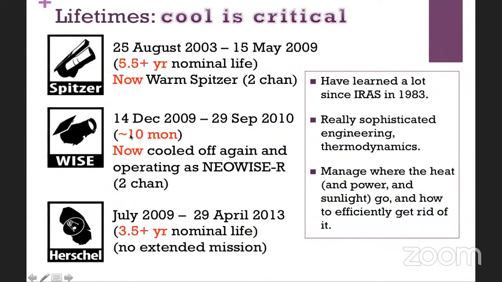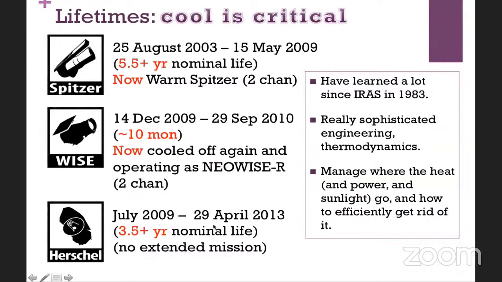So as I've mentioned several times, keeping your spacecraft cool for doing infrared astronomy is absolutely critical to the mission. So Spitzer was launched in 2003 and had nominally a 5.5 year life. We went even longer, now for warm Spitzer with just the shortest two channels. WISE went from December 2009 to September 2010. Its full cryo mission lasted about 10 months. And because of funding issues, it was turned off, turned on again, and now it's operating as NEOWISE-R, which is just the shortest two channels, 3.5 and 4.5 microns.